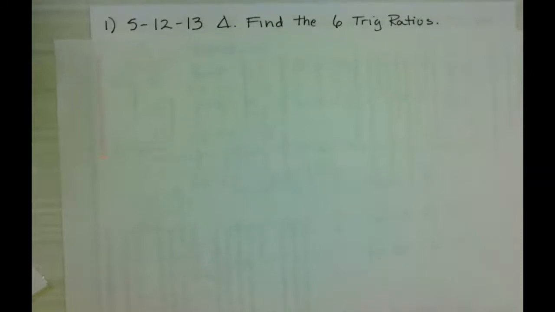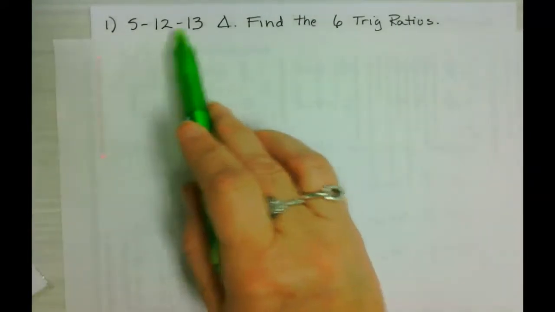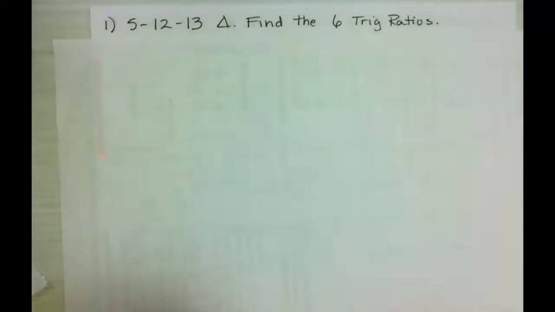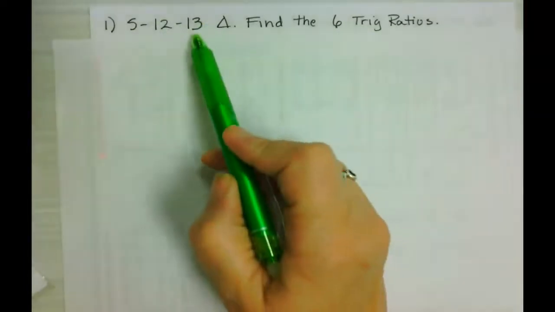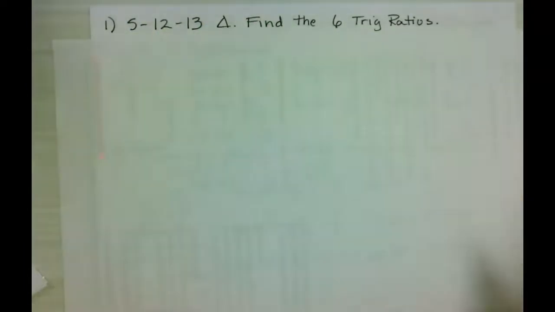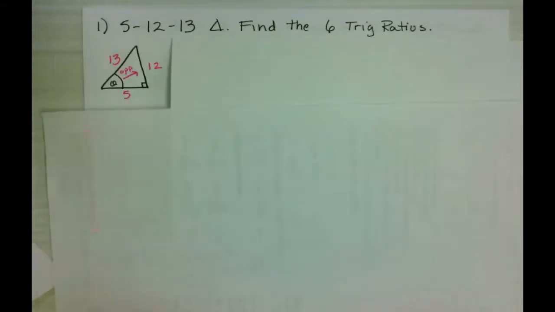All right, so here's the first one. We have a triangle 5, 12, 13, and we want to find all 6 trig ratios. So when I do this, I need to create a triangle for my 5, 12, 13, and notice it doesn't give me any information about the angles. But I do know from geometry that the longest side in a right triangle is always opposite the 90-degree angle, and that's the hypotenuse. So in this case, that's going to be 13. And then we can put in the 5 and the 12 in our triangle as we go. So here is my triangle.